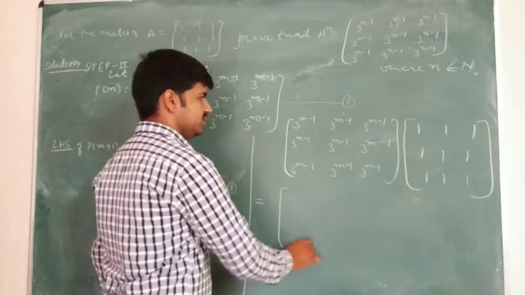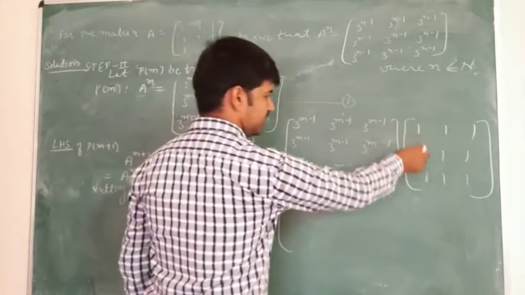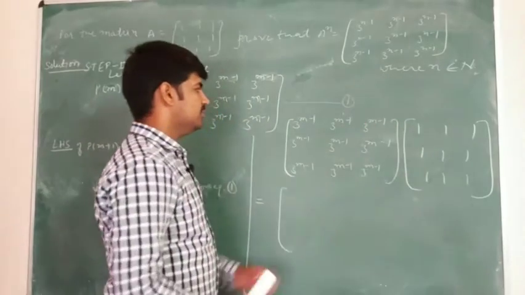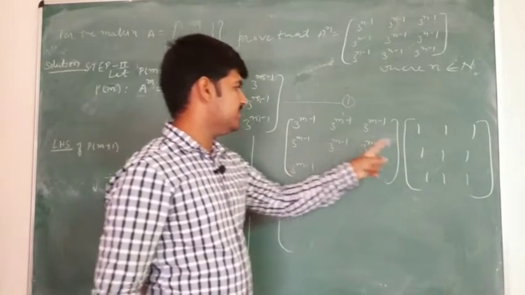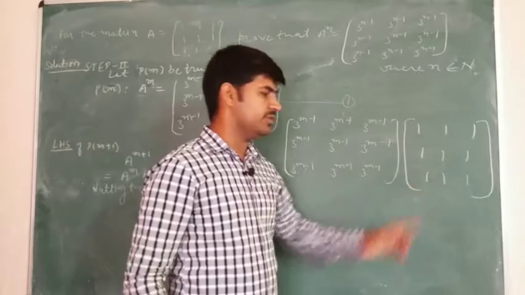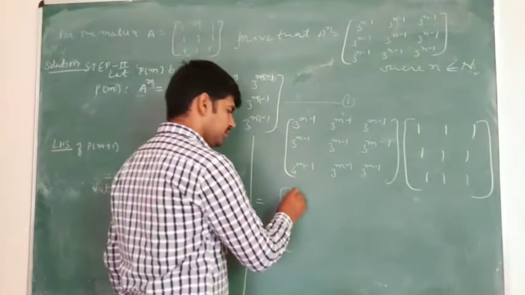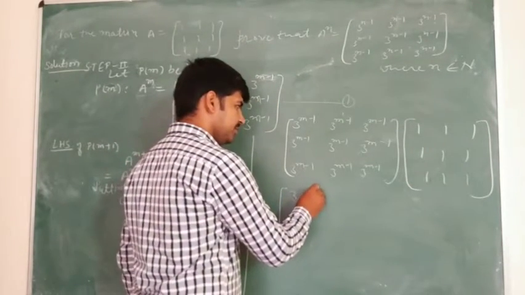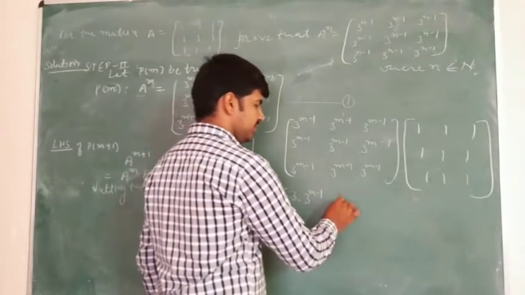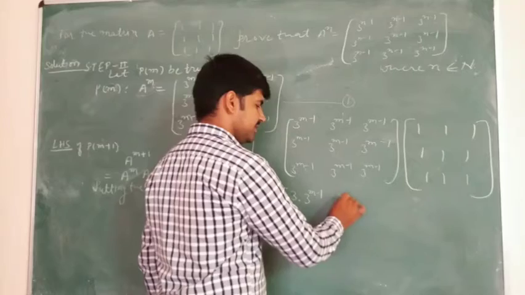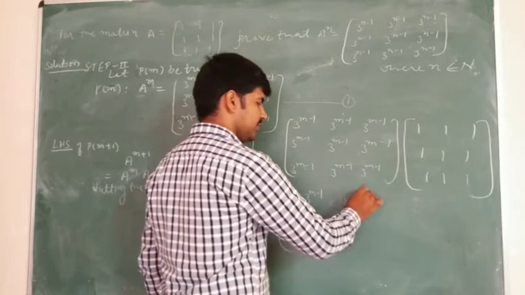We get, first of all, the first row multiplied by the first column is the first element. So see, corresponding elements will be multiplied. 3 raised to the power m minus 1 plus 3 raised to the power m minus 1 plus 3 raised to the power m minus 1, and that is equal to 3 times 3 raised to the power m minus 1. Each of the elements will be this only, so everywhere you can write 3 times 3 raised to the power m minus 1.